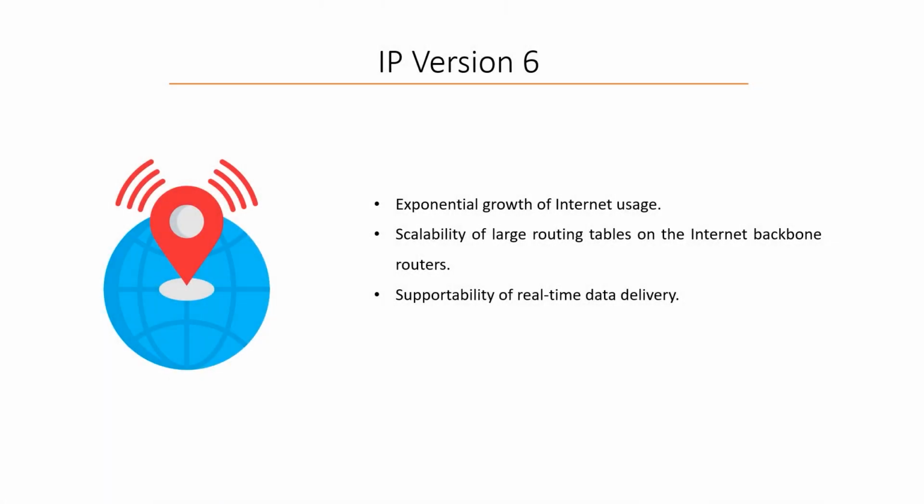IPv6 is a relatively new IP protocol developed to fix the shortcomings of the current IP version 4 implementations. When IP version 4 was standardized, the current challenges were not anticipated. The challenges include exponential growth of internet usage, scalability of large routing tables on the internet backbone routers, and supportability of real-time data delivery. IP version 6 not only fixes these problems but also provides improvements to IP version 4 in areas such as IP security and network auto-configuration.